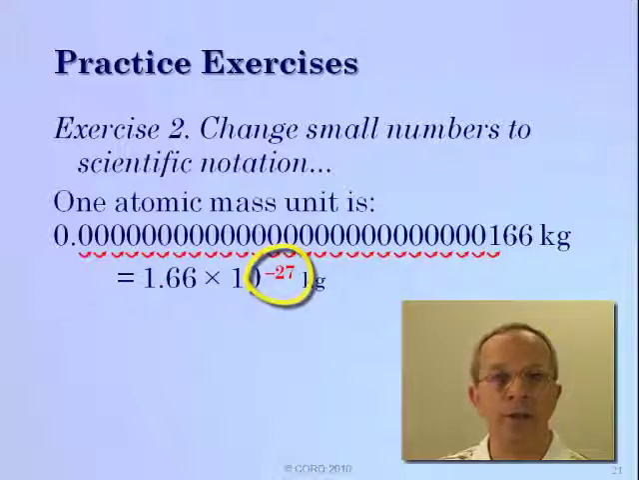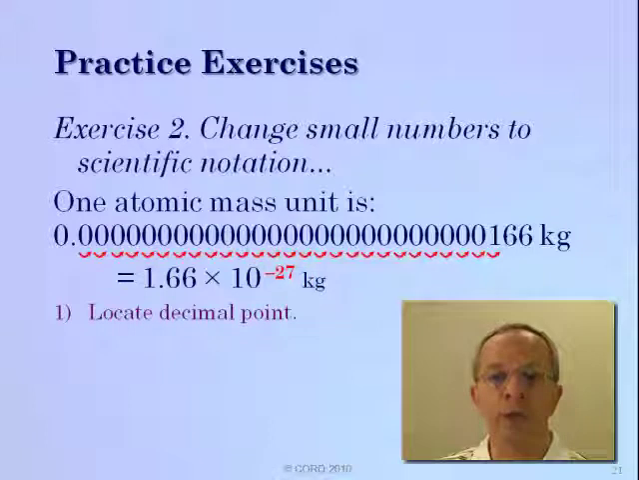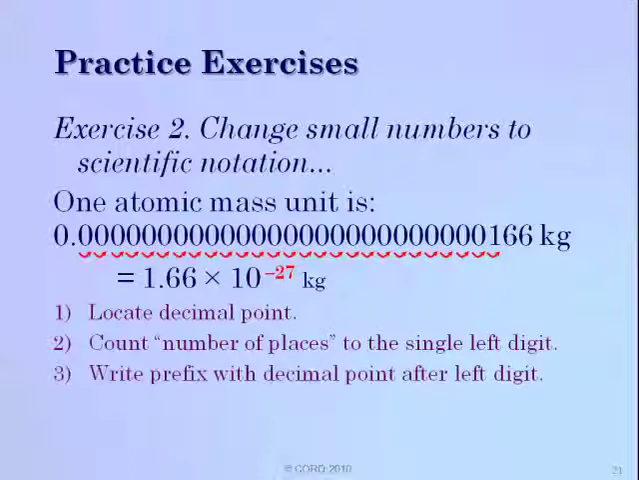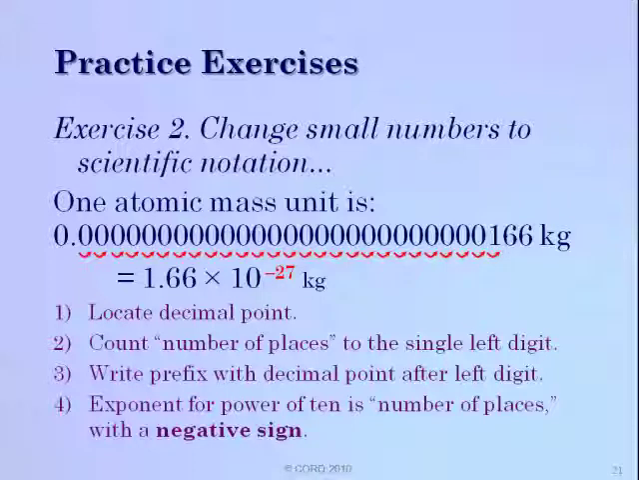So again, in summary, we locate the decimal point, count the number of places to the left of that digit to get a single left digit, write the prefix with that decimal point after that left digit, and the exponent becomes the power of 10 with that number of places and a negative sign in this case since we had to move the decimal point to the right.